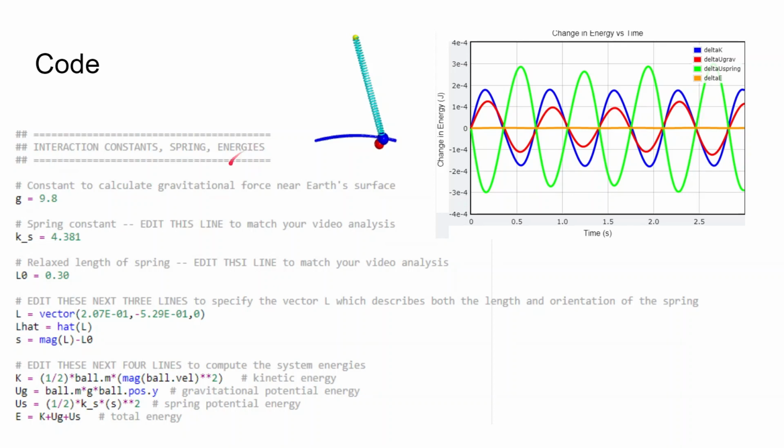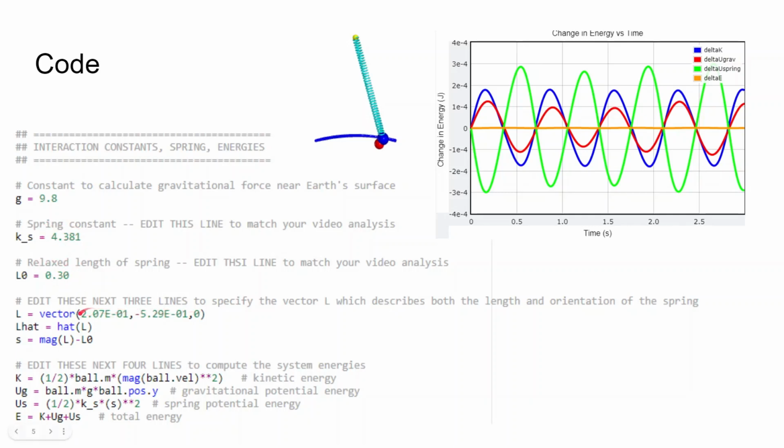As for the code, this is the initial setup. This is a picture of the spring setup, and this is a picture of the changes in energy. We'll talk about that later. Gravitational force near Earth's surface, g, that's a constant. The spring constant was calculated by measuring the resting length after different weights were added onto the spring, and then calculating both the spring constant and the relaxed length of the spring.